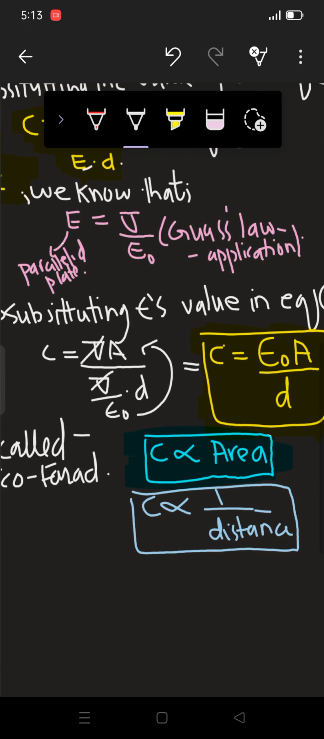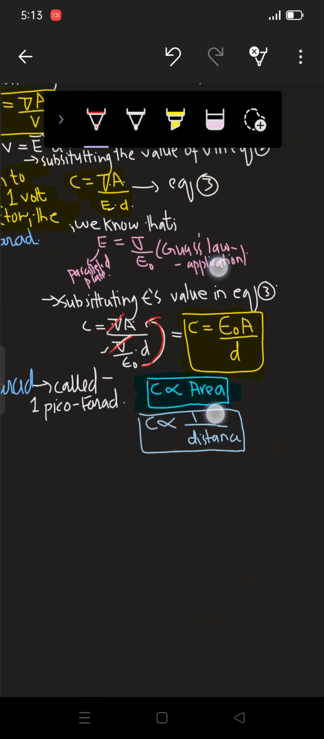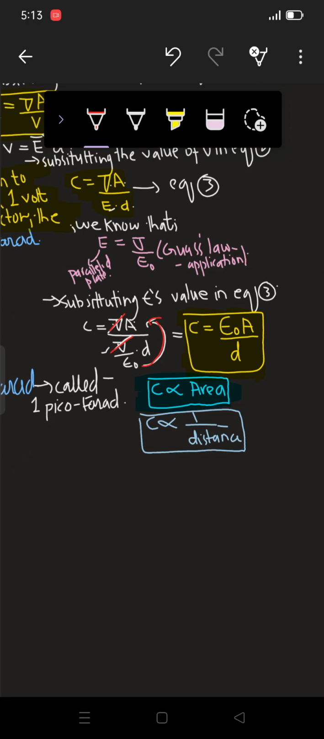So substituting E's value in equation number 3, sigma into area upon, instead of E we have written sigma upon epsilon naught into D. So sigma cancels with sigma, and this E is dividing here, so when we go there it will be multiplied. So area into epsilon naught upon D, this was the equation which we have got.